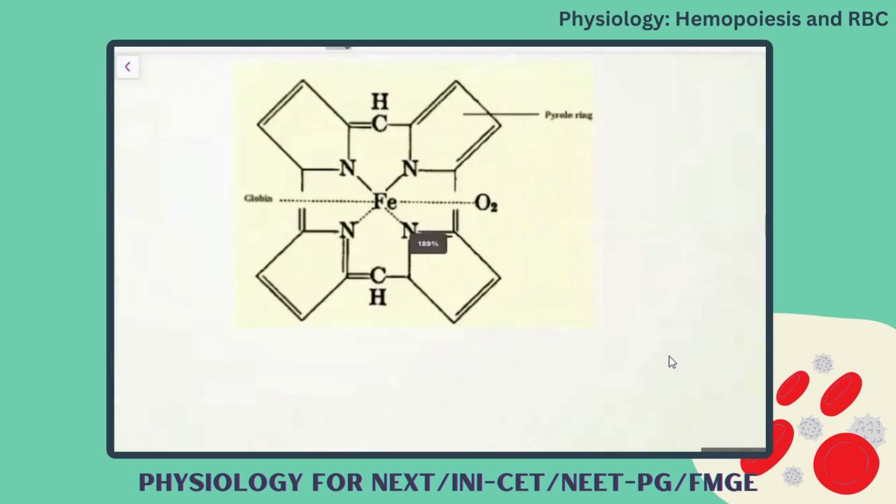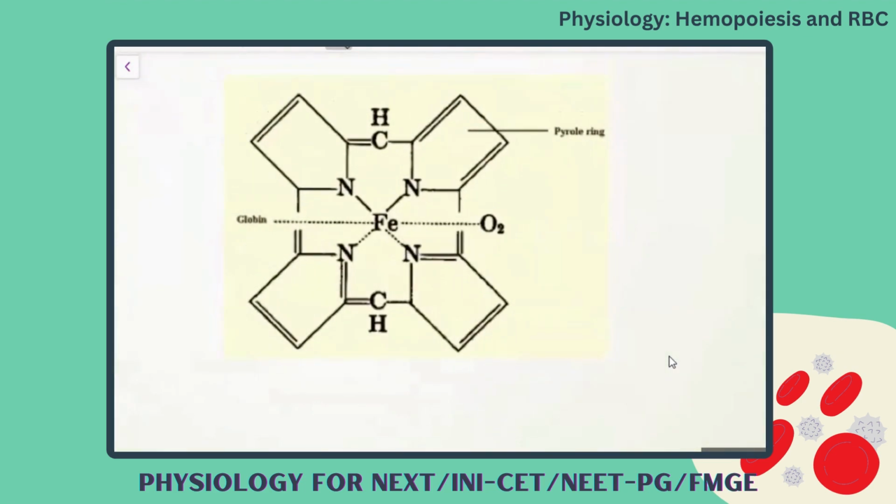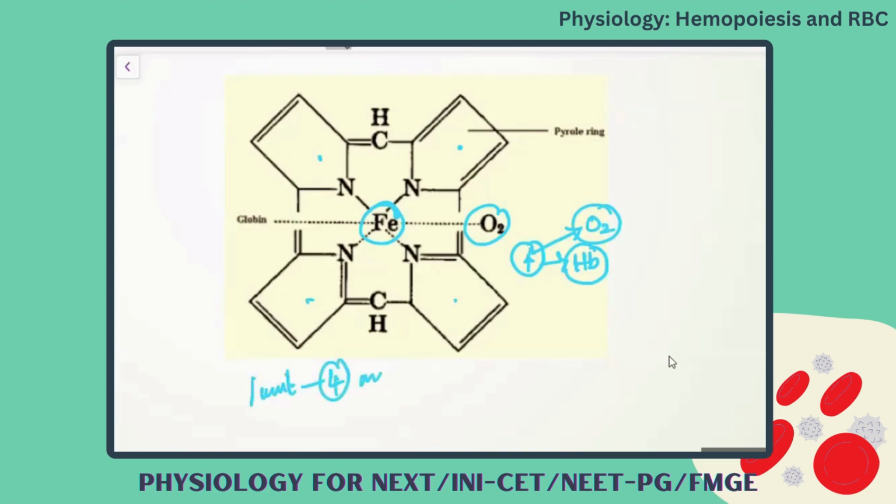Okay, so this is the structure of hemoglobin. In the center you have the iron surrounded by a polyporphyrin ring. Each ring has a subunit. You have 4 molecules of pyrrole rings and that gives rise to the hemoglobin structure. And each ring gives rise to the attachment of oxygen. So 1 unit of hemoglobin can attach with 4 molecules of oxygen. Okay.